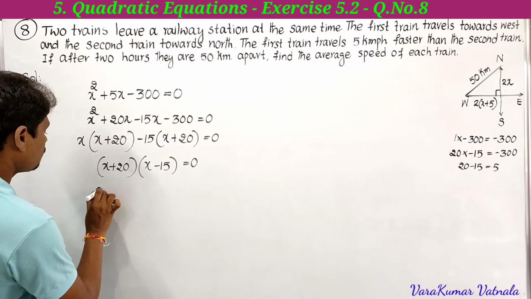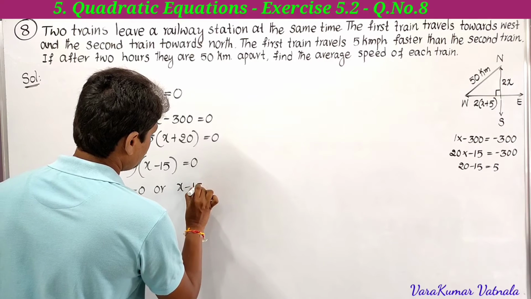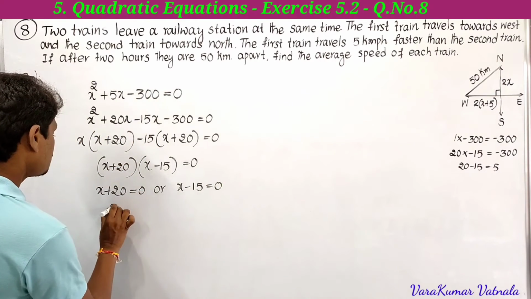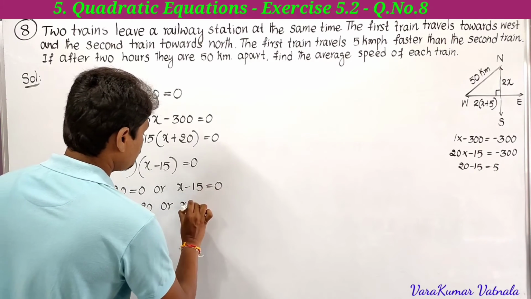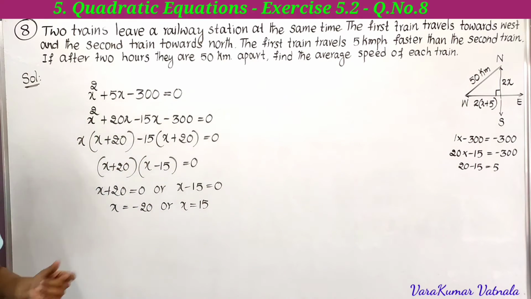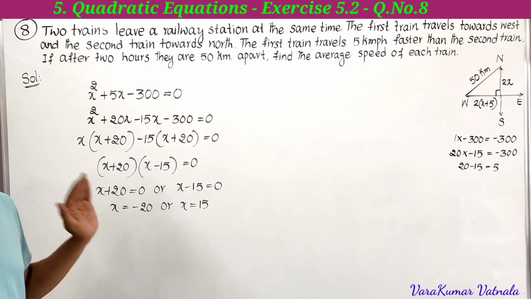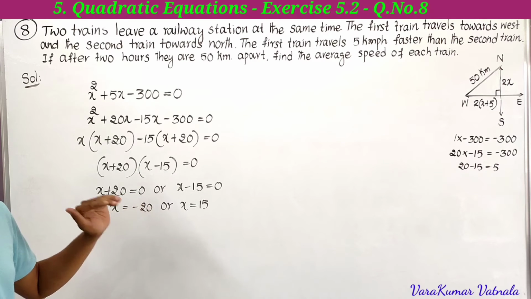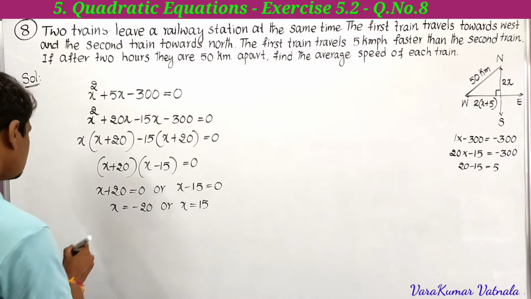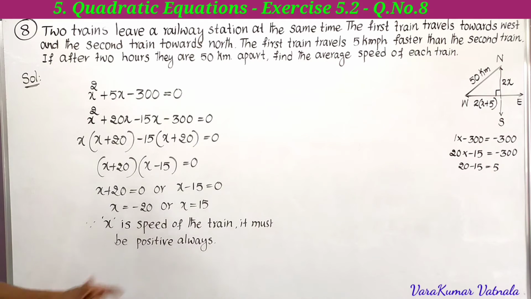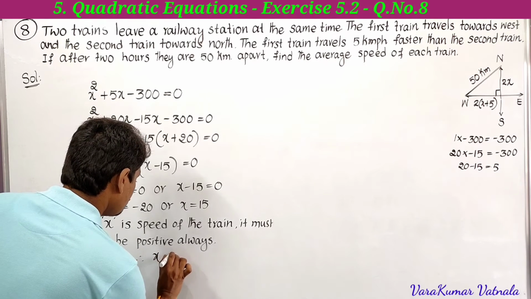So x plus 20 is equal to 0, or x minus 15 is equal to 0. Take plus 20 to the right side, it becomes minus 20, or take minus 15 to the right side, it becomes plus 15. Now we have two values for x: x equal to minus 20 and x equal to 15. What is x here? Speed of the train. Since x is the speed of the train, it must be positive always, therefore x is equal to 15.